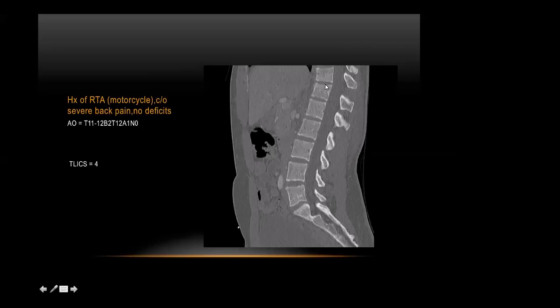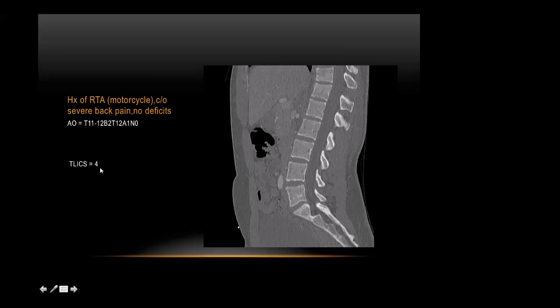Subtle compression fracture, not a lot. It's very minor, a little bit of compression. But the first thing is telling you where the distraction injury is happening between two vertebral bodies, and the second thing is telling you what is happening to the vertebral body that is fractured.